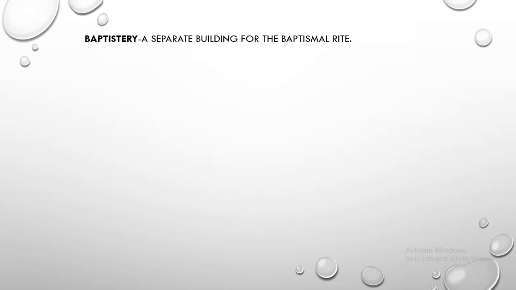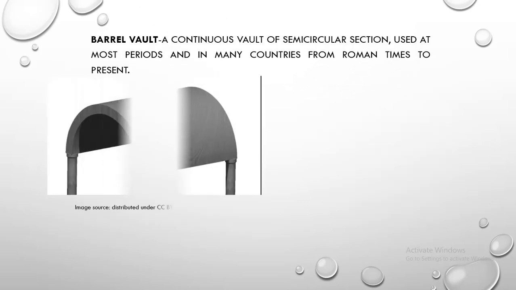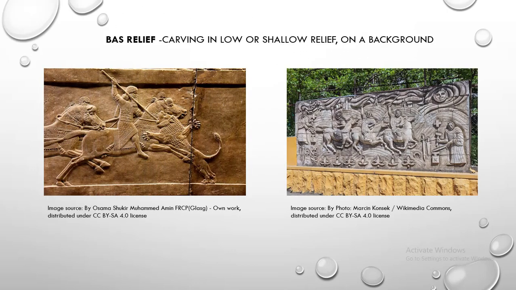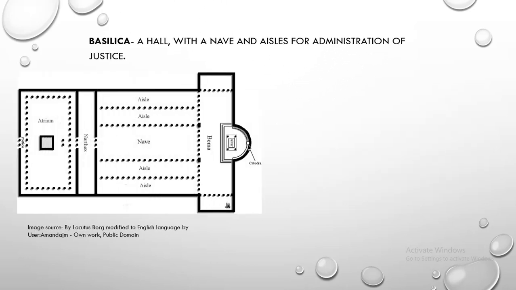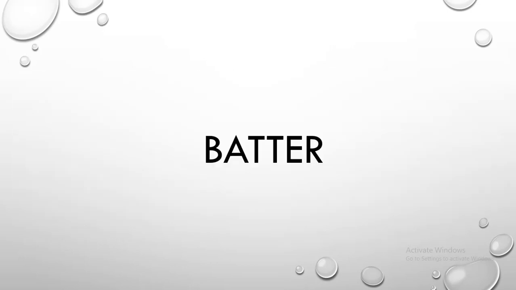Baptistry. Baptistry is a separate building for the baptismal rite. Barrel vault. Barrel vault is a continuous vault of semicircular section, used at most periods and in many countries from Roman times to the present. Bas relief. Bas relief is carving in low or shallow relief on a background. Basilica. Basilica is a hall, with a nave and aisles, for the administration of justice.